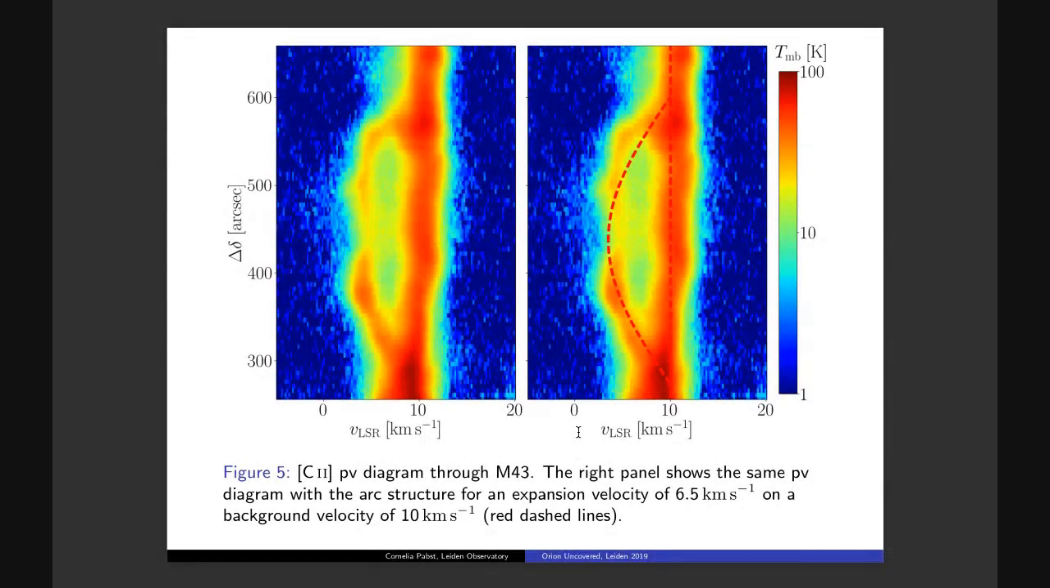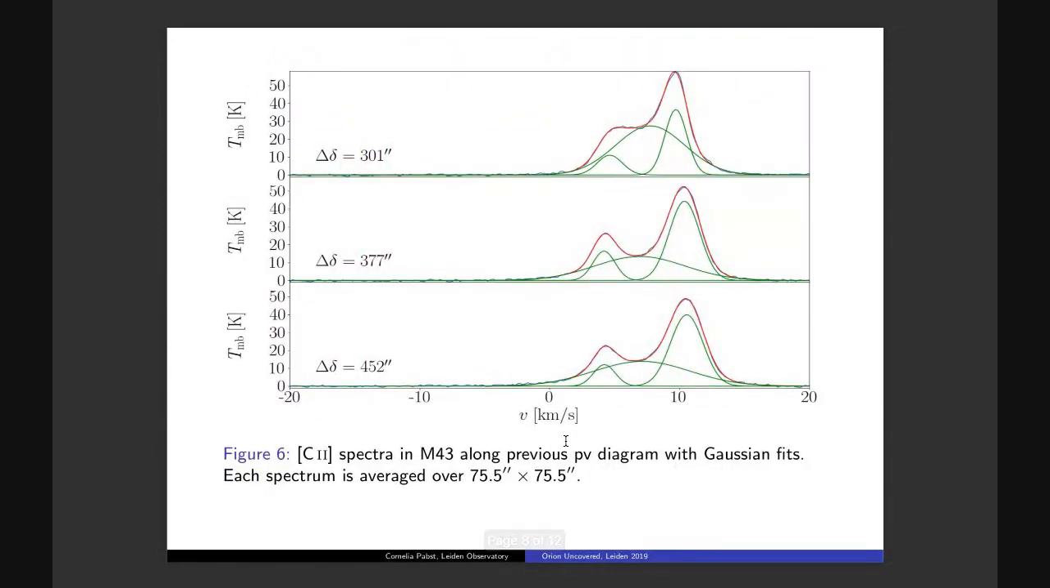The next structure we looked at was M43. We can also see signs of expansion, but it's more a disrupted arc this time, though it still looks very nice. From the spectra, which you can see here, we estimated an expansion velocity of 6 kilometers per second.